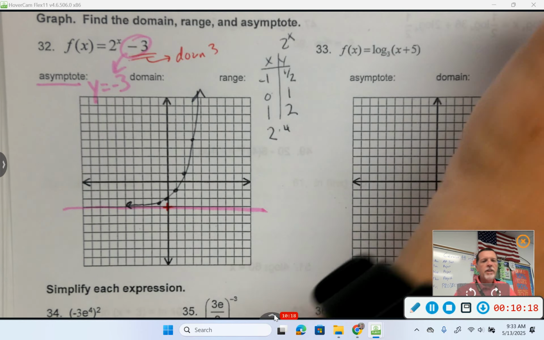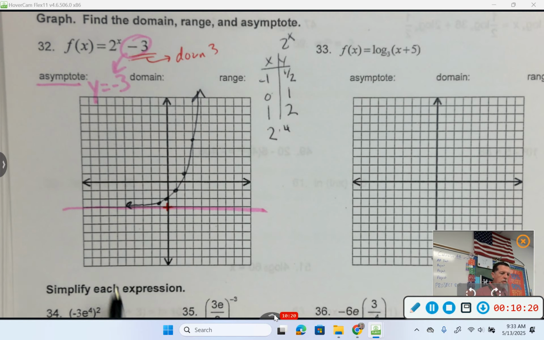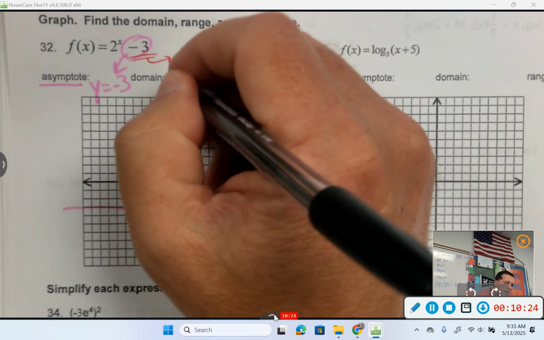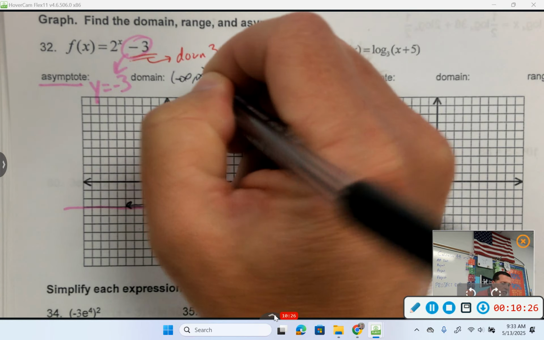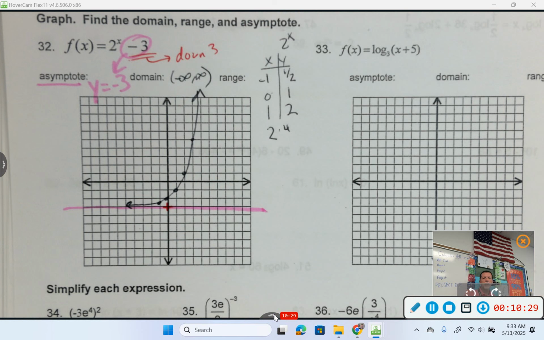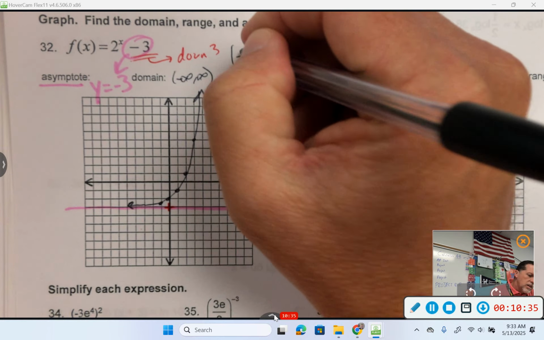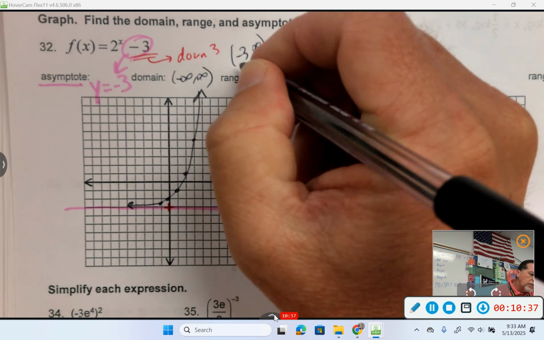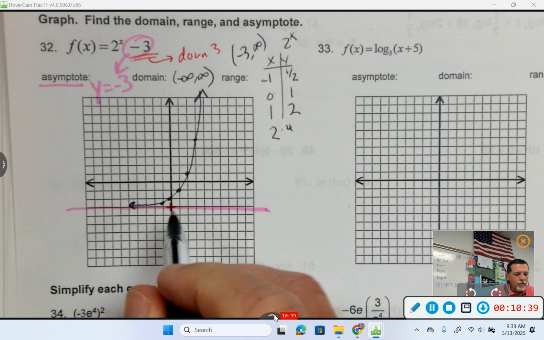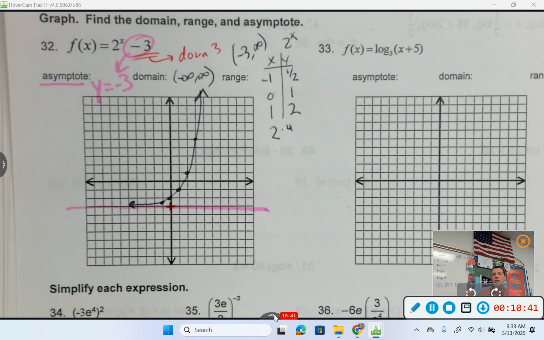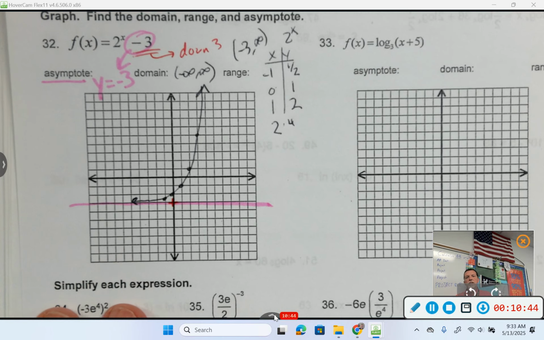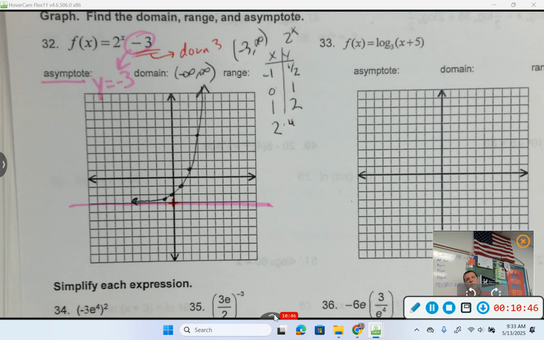Let's see, I don't know if we did domain and range on these the first time through, but what's the domain of that function? Yeah, all real numbers, or -infinity to infinity. Goes forever left and forever right. What about the range? -3 to infinity. Don't include -3 because it's an asymptote. We're getting closer and closer to -3, but we don't ever get there. So we start at -3 and on up to infinity.